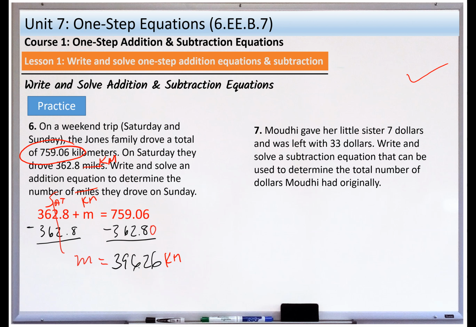All right, Muthi gave her little sister $7 and was left with $33. Write and solve a subtraction equation that can be used to determine the total number of dollars Muthi had originally. So what she had originally minus the 7 she gave her sister shows you how much she has left. Add 7 on both sides. She started off with $40.